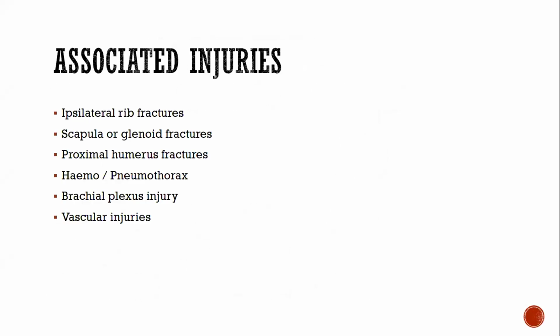When the patient has a clavicle fracture, we should look for associated fractures like ipsilateral rib fractures, scapular or glenoid fractures, proximal humerus fractures, femur fractures or pneumothorax, brachial plexus injury, and vascular injuries.